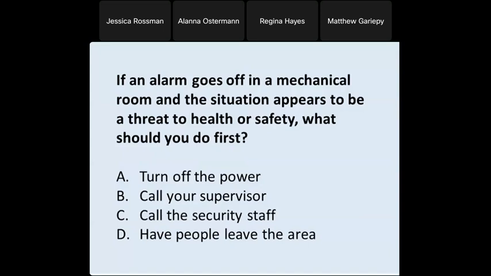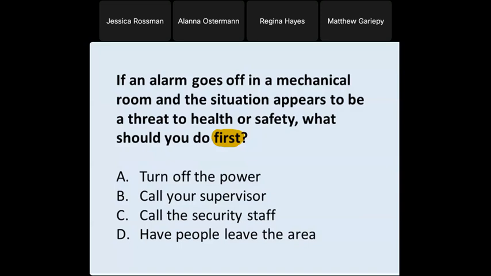Okay. So this question asks what you should do first if an alarm goes off in a mechanical room. So we notice that the key word in this question is first. When a question uses the word first, you should consider the choices in the order in which they should be done. Next, we read the possible answer choices carefully. Another strategy to keep in mind is that you should use the information provided in the question to choose your answer. Do not make any assumptions about what else may be happening in this situation.